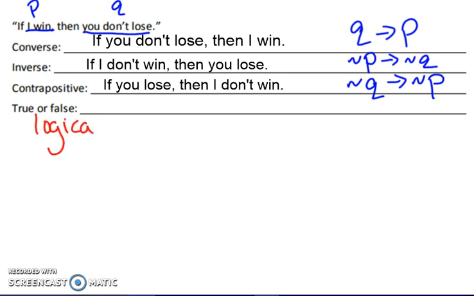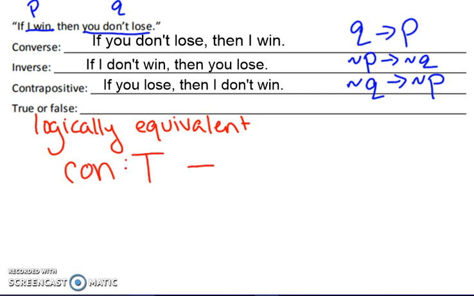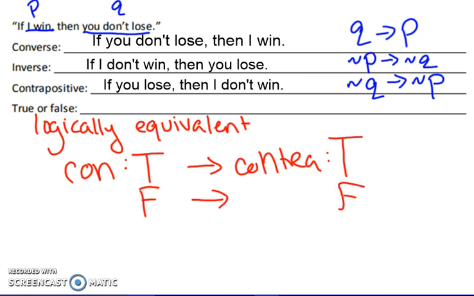Now, when we talk about true or false, this is what we're also going to call logically equivalent. And you're going to hear it written either way. When we say logically equivalent, if my original conditional statement is true, then my contrapositive is true. If my original conditional statement is false, my contrapositive is false. So if I look at this example, if you don't lose, then I win. Well, that's false. That means the contrapositive is also false.